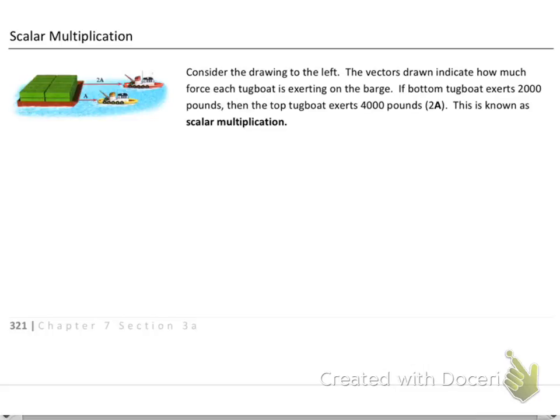If you look at the tugboat above, it has a longer vector. That means it's applying more force to that barge, so either its engines are bigger or it's just more revved up. My vector is called A here. This is twice A. So if the tugboat on the bottom is pushing or pulling that barge with 2,000 pounds of force, then the top tugboat is exerting 4,000 pounds. And we get all of that from either just this number or drawing a vector twice as long.